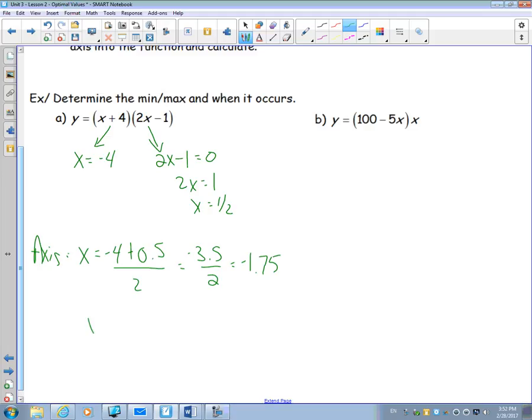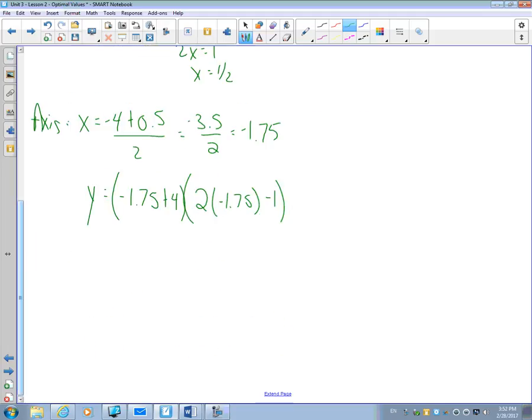What is my max or min? I've got to figure out the y value. So brackets, -1.75 plus 4, because that's what my x is. I'm replacing x with my axis. And do the same thing for the other one. And we're going to have to follow some BEDMAS stuff here. So inside the bracket, we'll get 2.25 in the first bracket. And then the second bracket, we'll get -4.5. And if you multiply those two things together, we end up with -10.125.